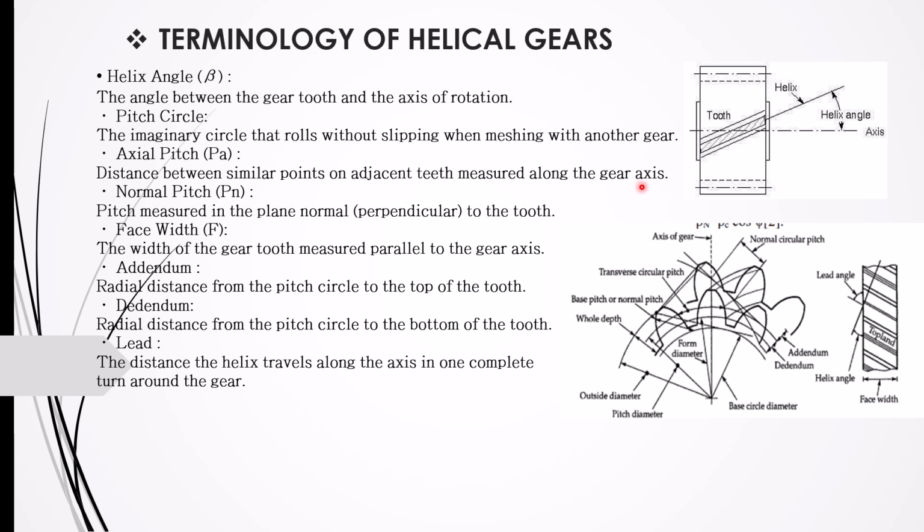Then normal pitch is measured in the plane normal to the tooth. Then face width is the width of the gear tooth, means from this to this distance is face width, which is represented here. Then addendum. What is addendum? Addendum is radial distance from pitch circle to the top of the tooth. Means from pitch circle to the top of the tooth is called addendum. Then what is dedendum? Dedendum is radial distance from pitch circle to the bottom of the tooth. Means from pitch circle to the bottom of the tooth is called dedendum.